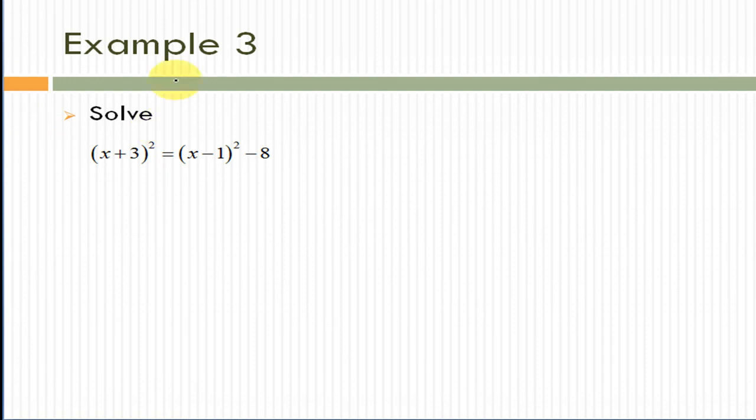Next problem, still in example 3. Solve this equation. Okay. It is possible that after we look at this problem, we don't know what to do. Okay, if you have an experience like that, then just do any step that you think can lead to a solution, that you think can reduce the problem into a simpler one.